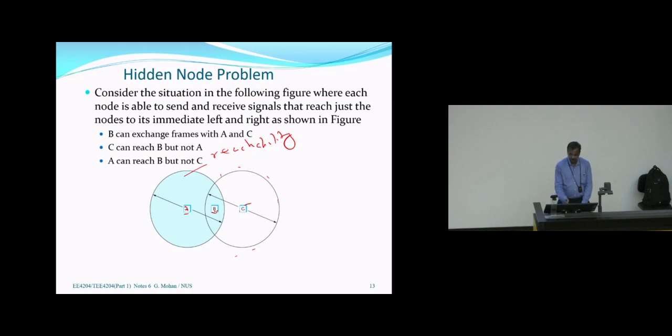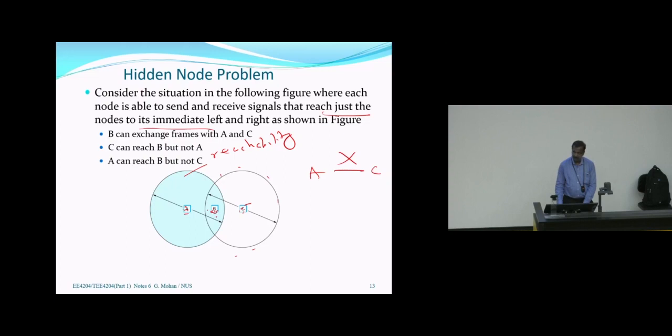Is that okay? Because B is within A's circle, C is within B's, B is within C's circle as well as A's circle. Okay? So in this example, we assume that the signals can reach just the nodes to its left and right. That means A can reach B, B can reach A, C can reach B, B can reach C. So A to C directly is not possible.